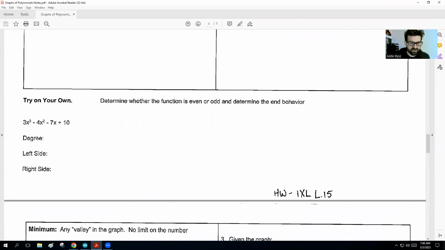So once you pause this video, try this on your own. Find out the degree, whether that's an even positive, even negative, odd positive, or odd negative, and then determine the left side and right side. And try to sketch the graph real quick without using your graphing calculator.